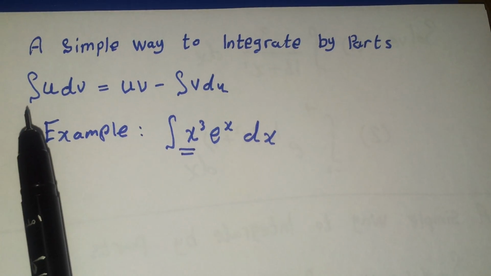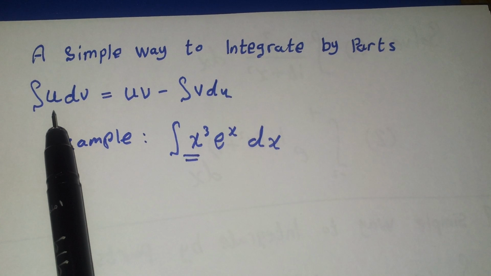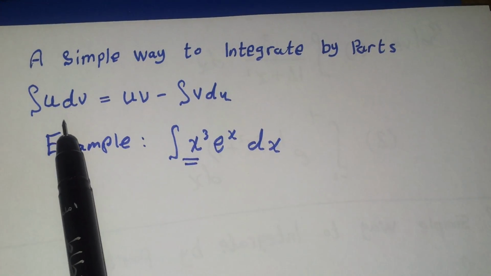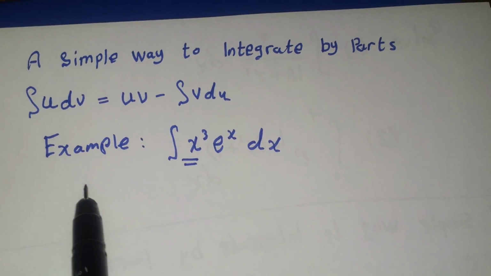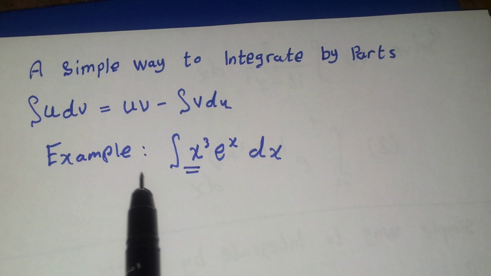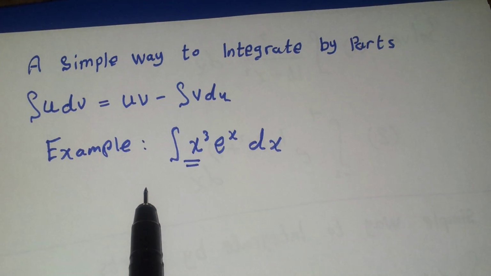Integration by parts using a simple method. As you know, the basic formula of integration by parts is the integral of u dv equals uv minus the integral of v du. To solve this example using this formula, since we have x cubed, we are going to need to integrate three times.